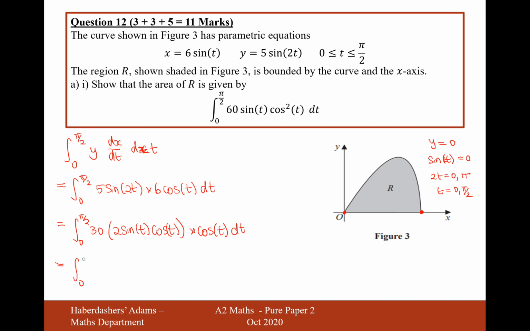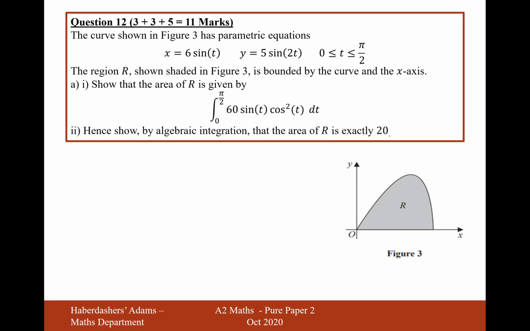So it's going to be from 0 to pi by 2. 30 times 2 is 60. Sine times cos times another cos will be sine t cos squared t dt. And there we are, that's the answer for this part A here.